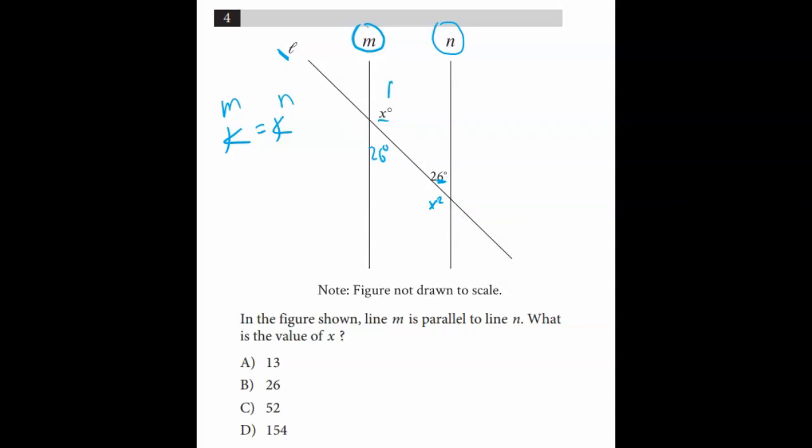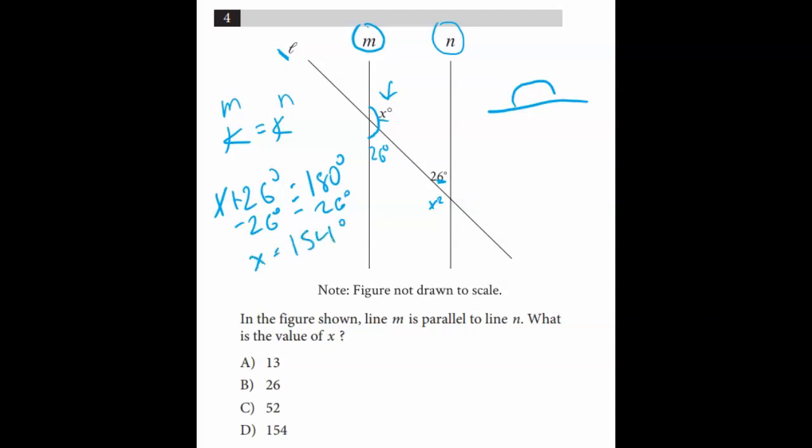And so I'm trying to find x. Well, you know that if you were given a line like this, the amount of degrees in the angles from here to here is 180 degrees. And so knowing that, we can conclude that it would be x plus 26 degrees. So the distance from here to here would equal 180 degrees. So all you have to do is subtract 26 degrees from both sides. You get x equals 154 degrees. And that's how you know it's answer choice D.